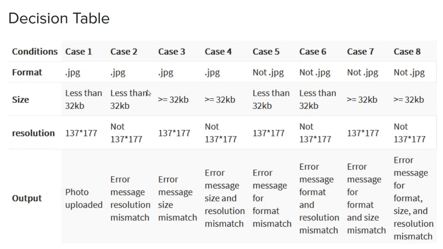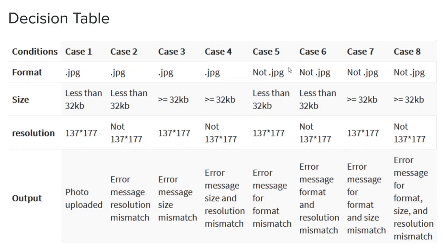What can the third combination be? File format is .jpg, but this time file size is greater than or equal to 32 KB. That is the negative test case basically. Less than 32 KB is allowed, but greater than or equal to 32 KB is not allowed. And the third condition is resolution is 137 into 177. That is the third combination. Fourth combination will be file format is .jpg, file size is greater than or equal to 32 KB, and resolution is not 137 into 177. That is the fourth combination.